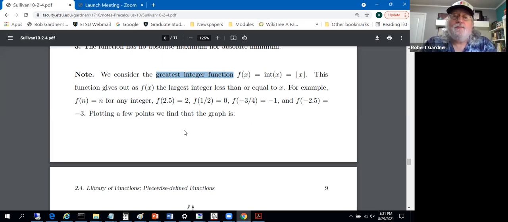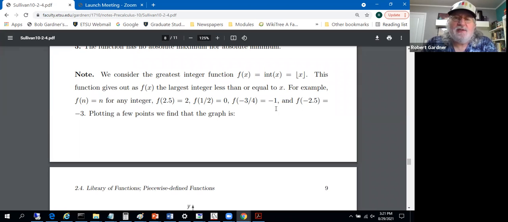For example, if you put an integer in, it's going to give that integer out. If you put a non-integer in, like 2.5, it's going to round down. It finds the largest integer less than or equal to the input. So you put 2.5 in, what's the largest integer that's less than 2.5? 2 itself. It truncates the 0.5. You put 1/2 in, it rounds it down to 0. Straightforward, rounds down. And it does the same thing with the negatives, but they look a little different.